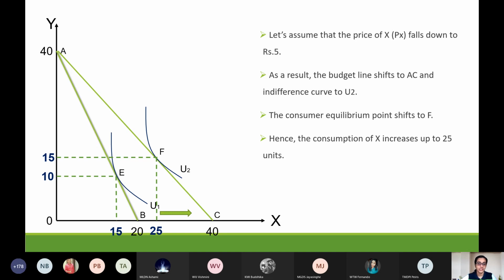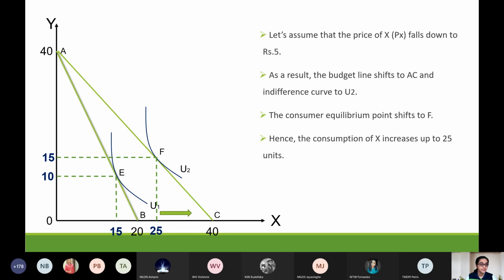Therefore, here comes the new budget line, right? Yes, exactly. Here comes the new budget line, right? So now, as a result, the budget line shifts to AC and the indifference curve to U2. Okay, now as a result, the budget line is shifting from the X point, and U2, the indifference curve, is also shifting to the right. Okay, so what else? The equilibrium point is also shifting to F, right? Hence, the consumption of X increases up to 25 units.